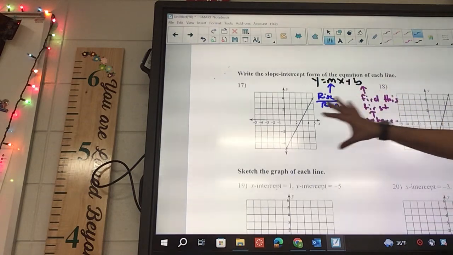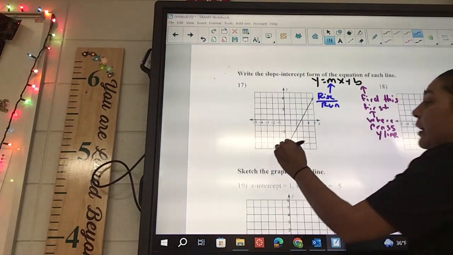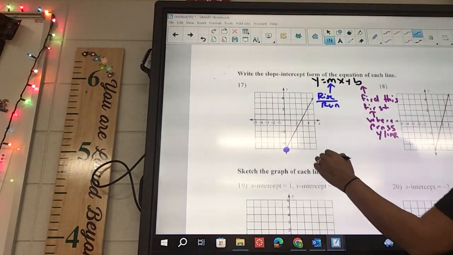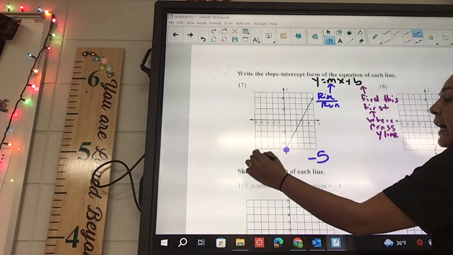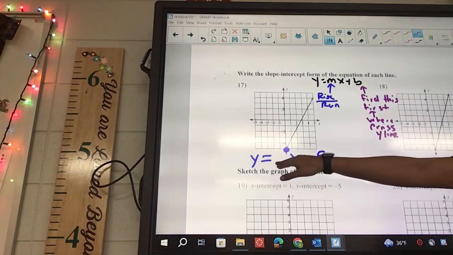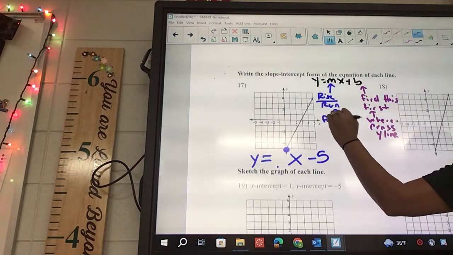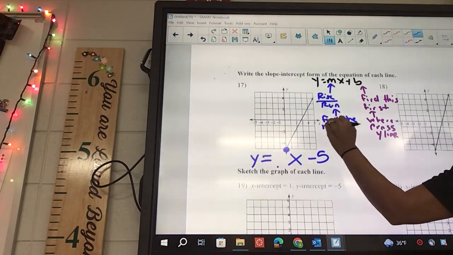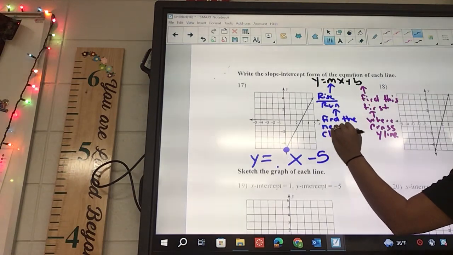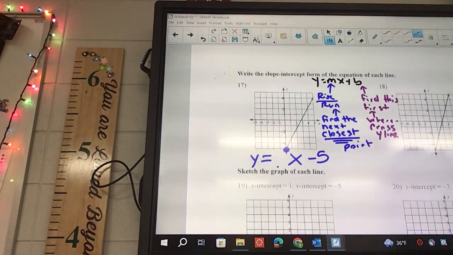So where does this graph cross the y line? -5. So where the b is at, we're gonna fill it in with -5. And again, I know that the y and the equals and the x are gonna be there. So now it's just a matter of finding this guy. So from here, you need to find the next, and this is very important, closest point. If you use a farther point, your slope is not gonna be right. It's not gonna be reduced like it should be. You need to find the next closest point.